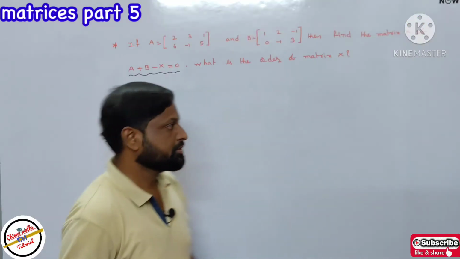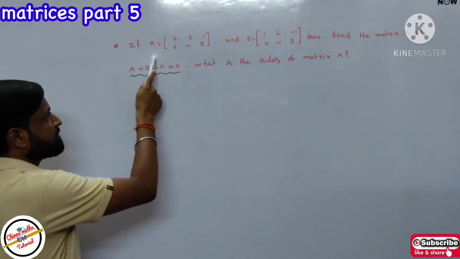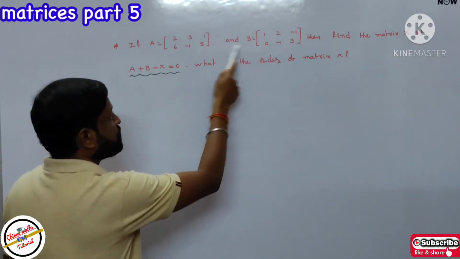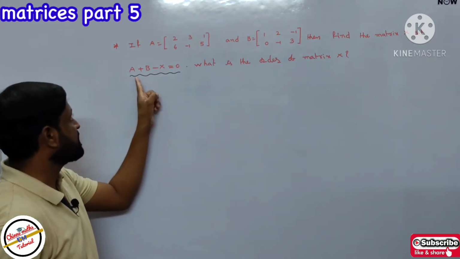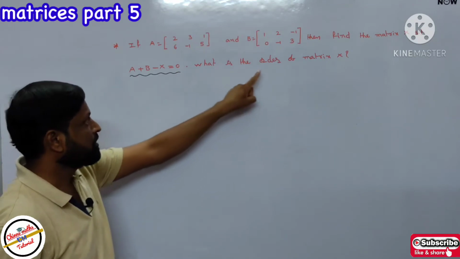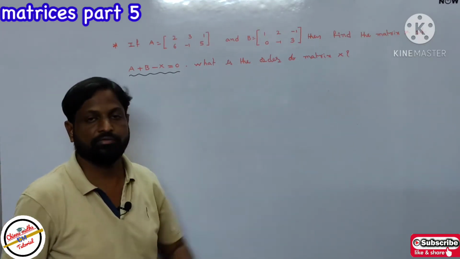We discuss the next question. Given two matrices A and B, find the matrix X. The condition is A plus B minus X equal to 0. And the next question is, what is the order of the matrix X?